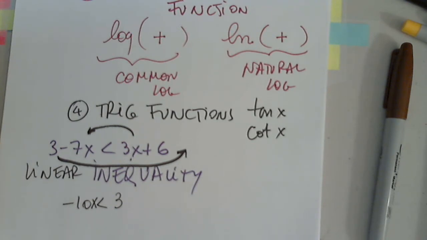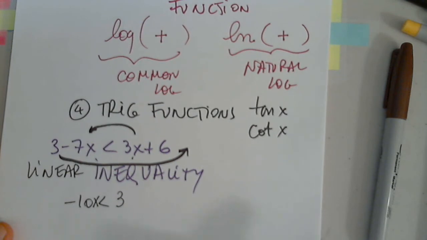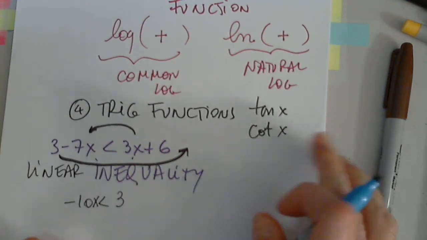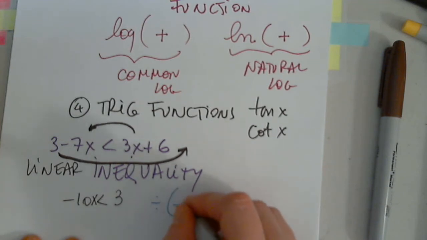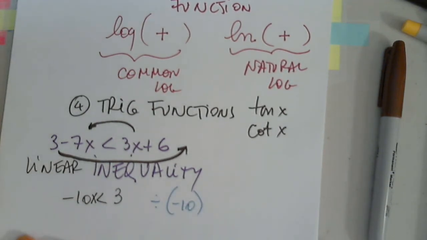What do we do next? I don't know. I'm sorry. That's okay, but you will know next time, right? Because you will review this. That's all I care about. We have to divide both sides by -10.